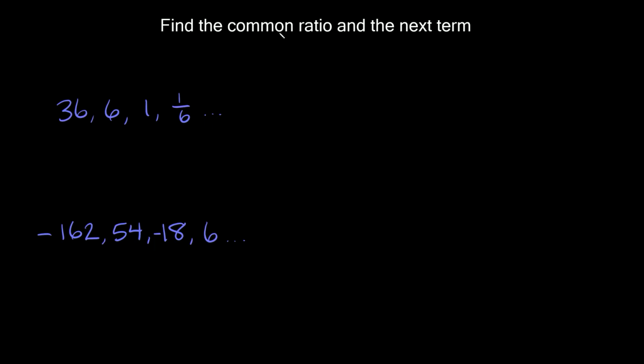Right here it says find the common ratio and the next term. So let's go over this problem first. We have 36, 6, 1, and 1/6. Maybe the ratio is not as obvious with this one, so we could just pop it into our little equation: the ratio is equal to the second number divided by the first number. It doesn't necessarily have to be in that order, but in this case, let's just use the first two numbers. Now 6 divided by 36 is equal to 1/6. So for this sequence, our ratio is equal to 1/6.